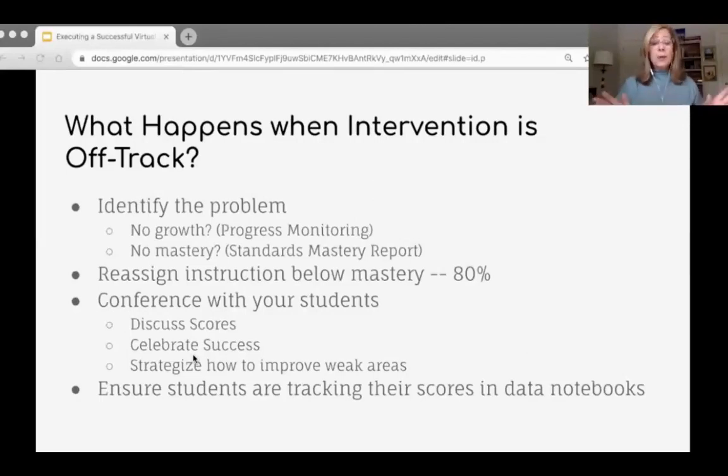Don't be afraid to discuss scores, but also celebrate success and strategize how to improve weak areas. Ensure that students are tracking their scores in a data notebook. This is integral to your one-on-one conference. Student ownership is so powerful.